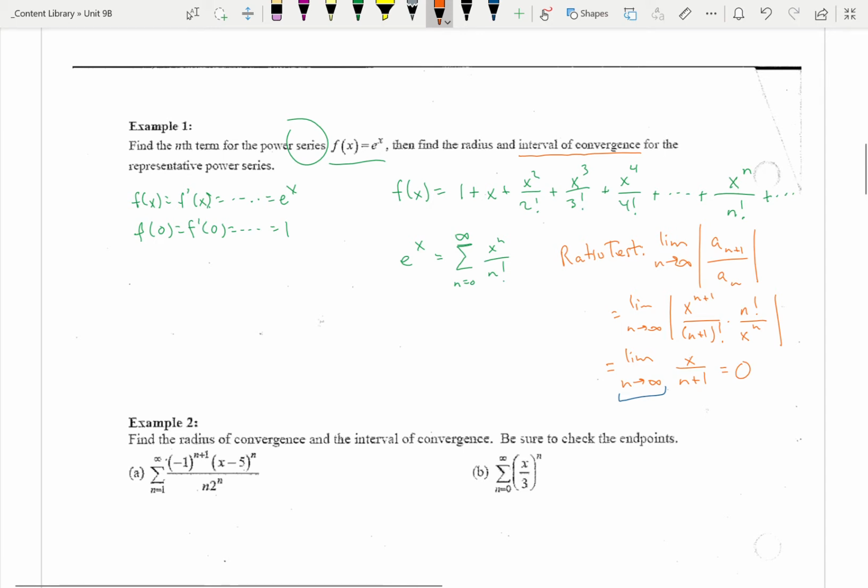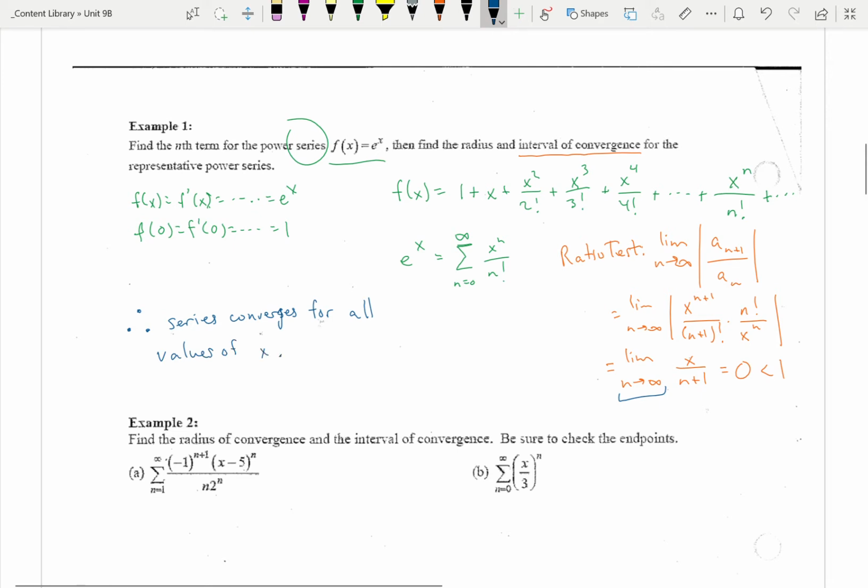For every value of x we pick, as n goes to infinity and x stays put, we're going to get a limit equal to 0. And the important thing here, of course, is that the limit is less than 1. Therefore, let's put that in this blank space over here. Therefore, the series converges for all values of x.